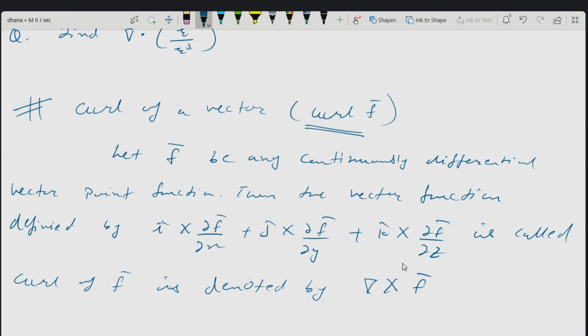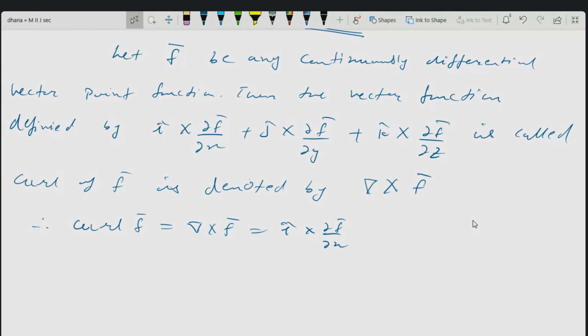Okay, so curl f bar is nothing but del cross f bar, which is this thing only: i cap cross dou f bar by dou x plus j cap cross dou f bar by dou y plus k cap cross dou f bar by dou z. Okay?